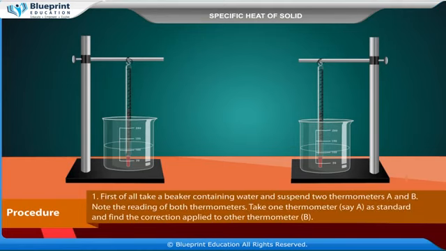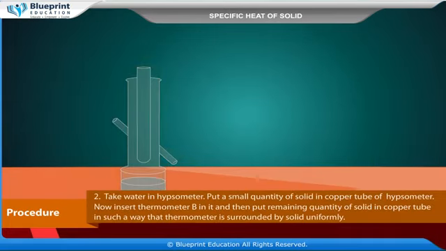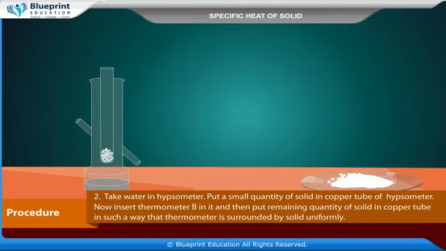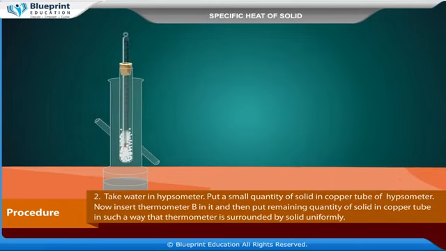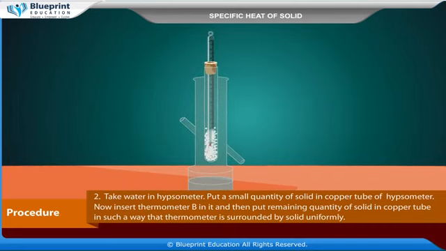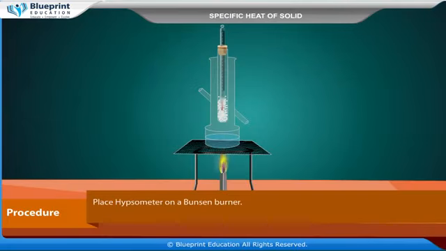Procedure: first of all, take a beaker containing water and suspend 2 thermometers A and B. Note the reading of both thermometers. Take one thermometer A as standard and find the correction applied to the other thermometer B. Take water in hypsometer. Put a small quantity of solid in the copper tube of hypsometer. Now insert thermometer B in it and then put the remaining quantity of solid in the copper tube in such a way that the thermometer is surrounded by solid uniformly. Place hypsometer on a Bunsen burner.